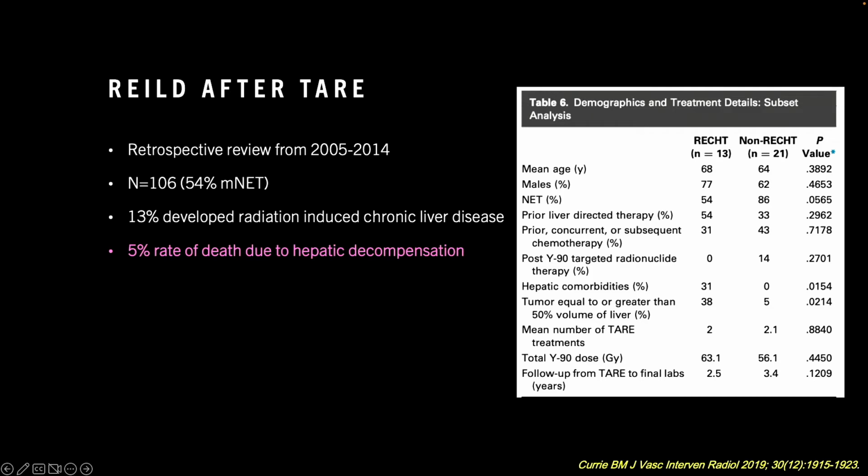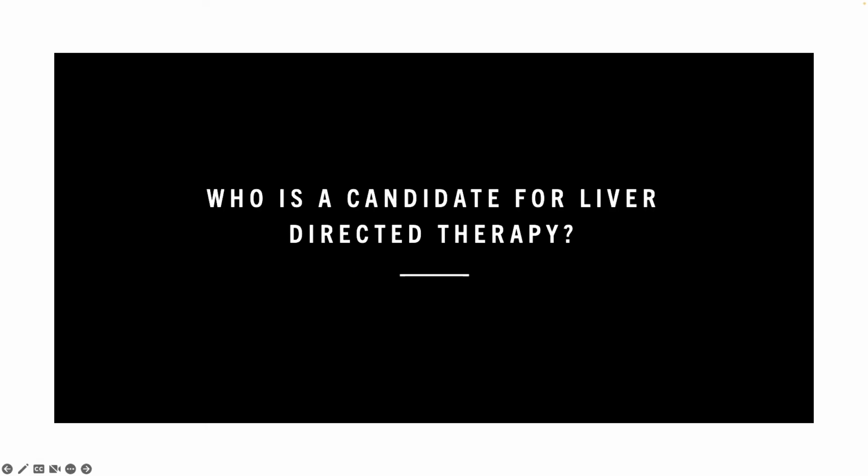This is just, again, another subset of patients, with a 5% rate of death due to hepatic decompensation. And there are many interventional radiologists that will say, my patient had to go on to get a liver transplant because they went into liver failure. So 5% chance of death and 20% chance of going on to liver failure. This is real. So we need to be very careful about which therapies we're getting. So who is a candidate, and how do we decide which therapy we're going to get?